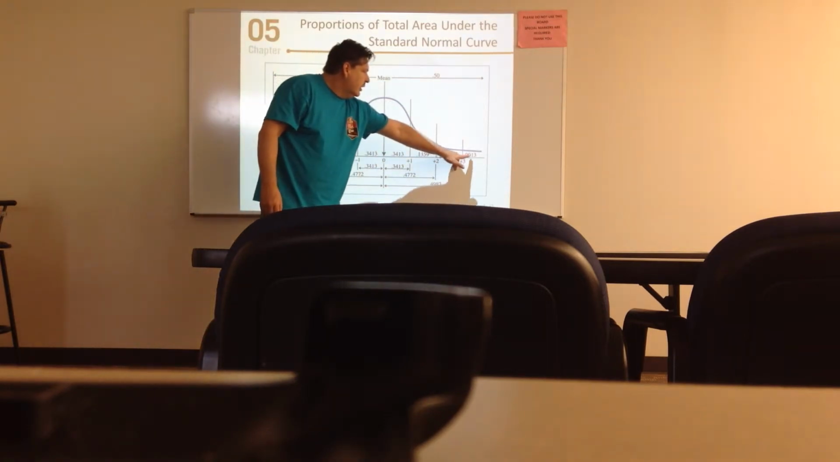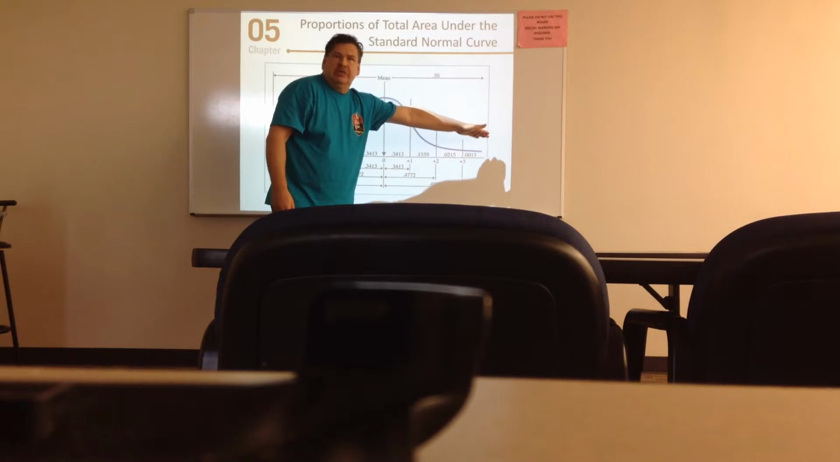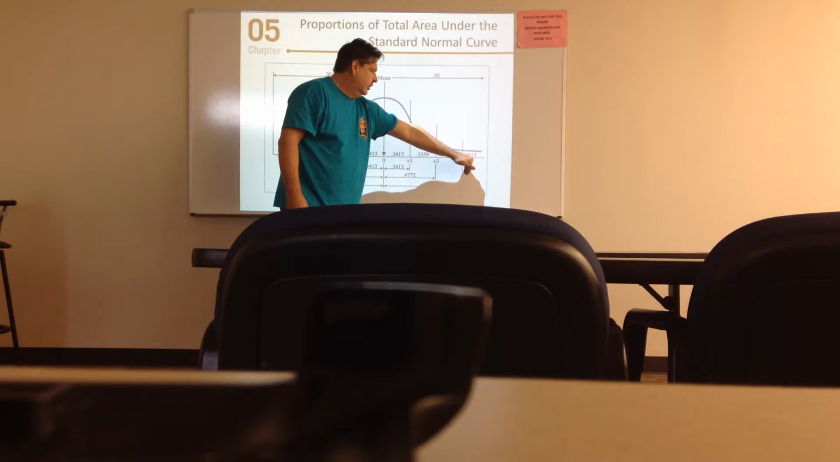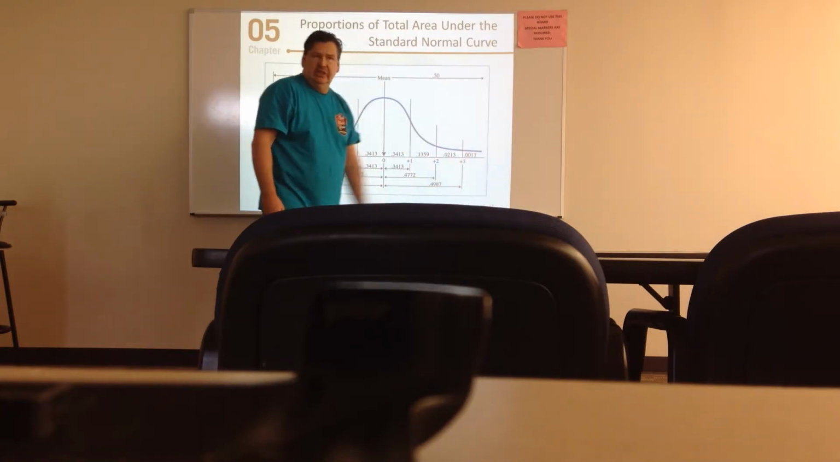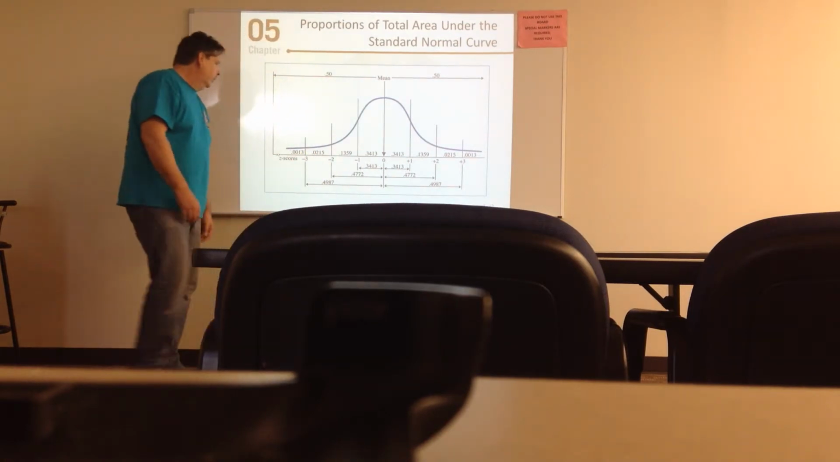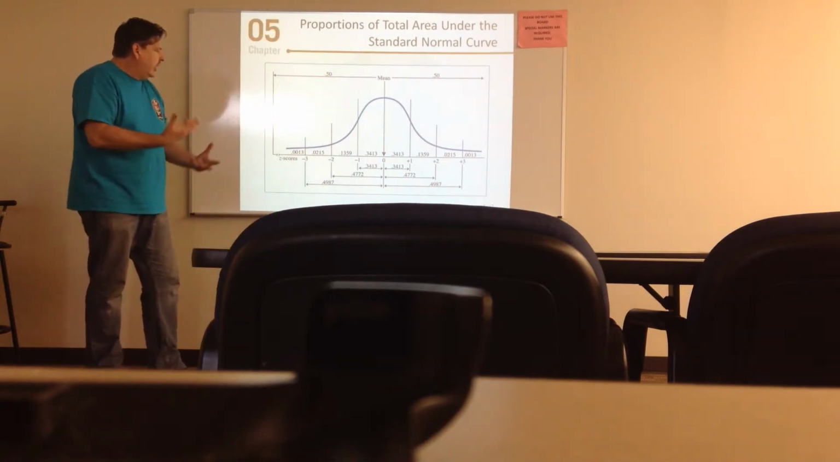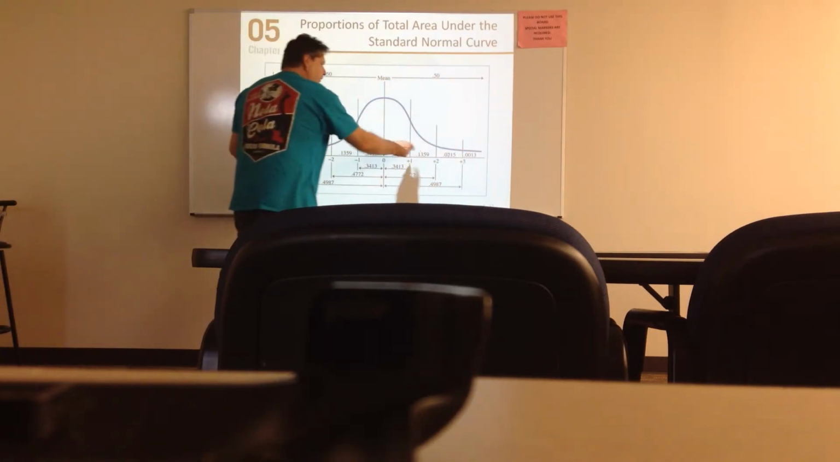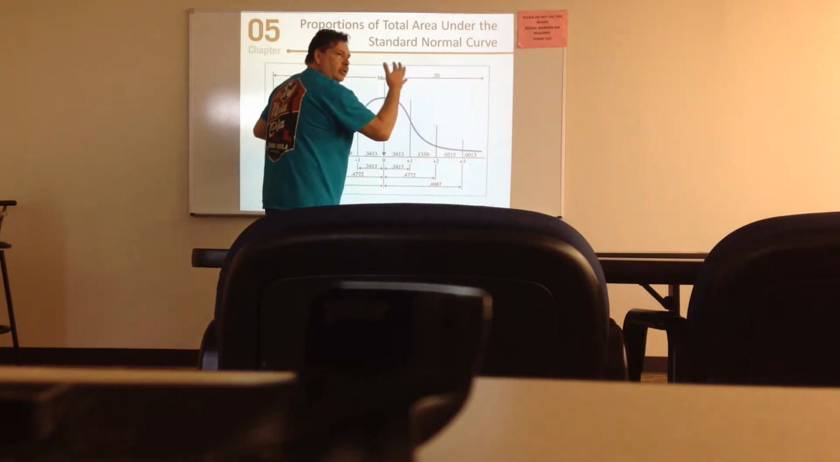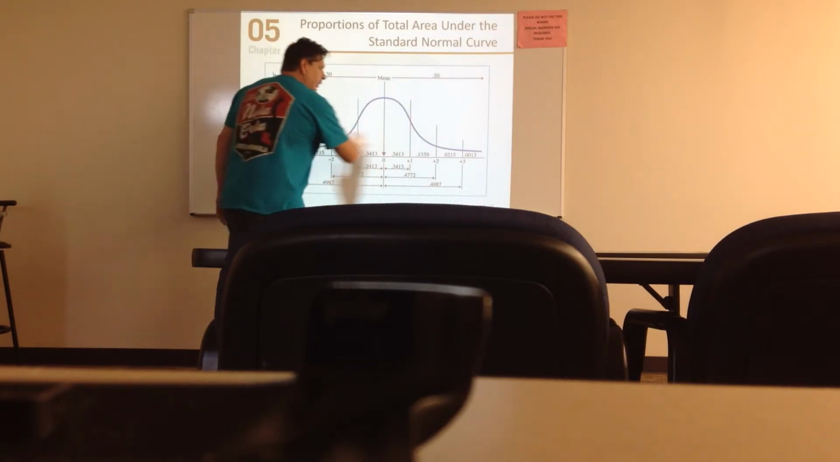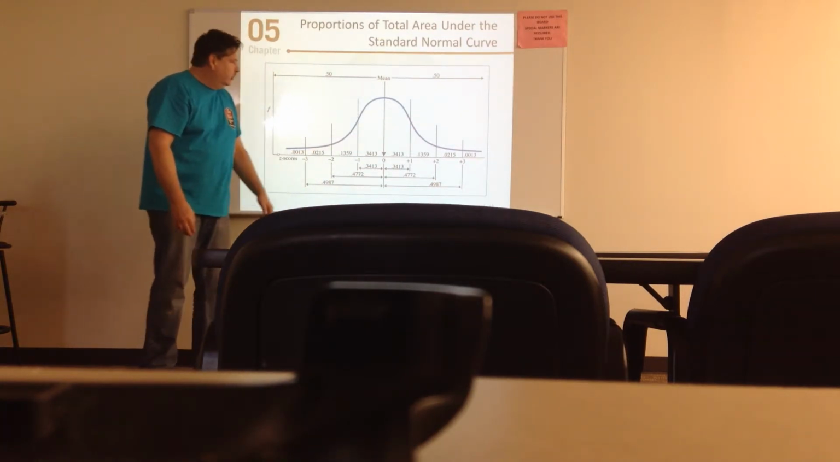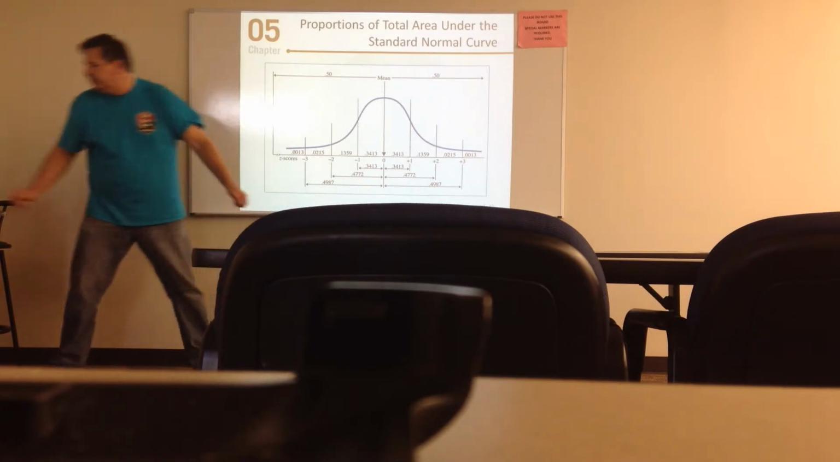And you can see that beyond 3 standard deviations, we're only looking at about 13,000ths of a percent. So it's a very, very small number. So take that into consideration. Anything that falls within plus and minus 3 standard deviations from the mean will include almost the entire area of a particular test or variable that you're using under this normal distribution.